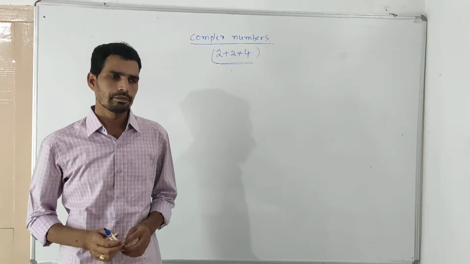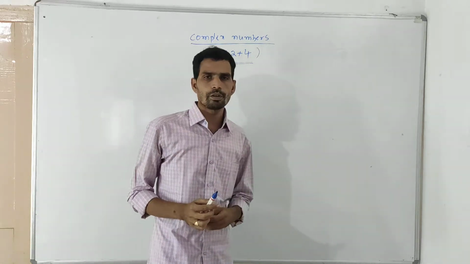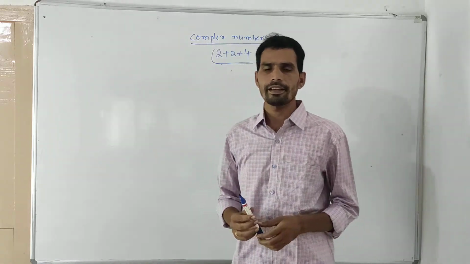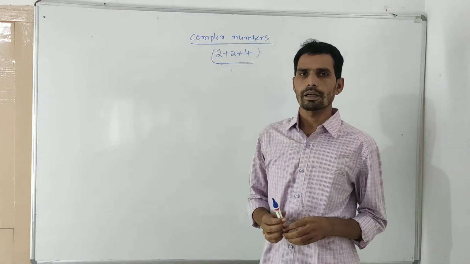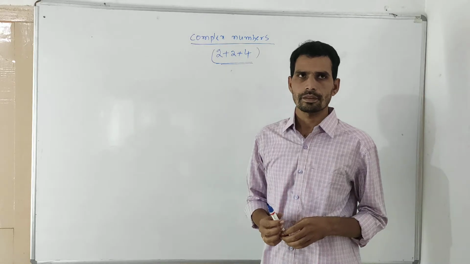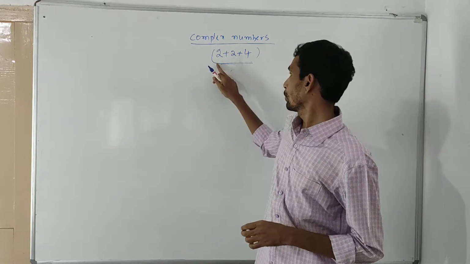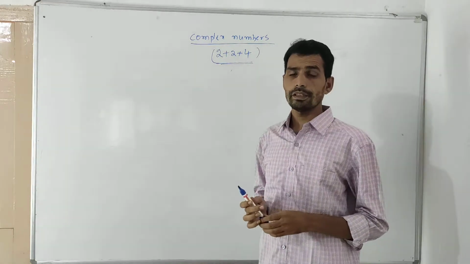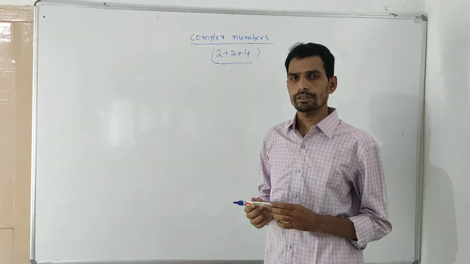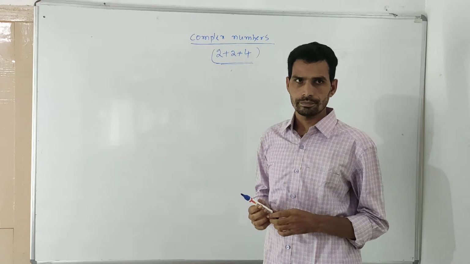Hi everyone. Yesterday we discussed the second year Mathematics A first chapter, complex numbers. In your IPE grading, it is 2 plus 2 plus 4, meaning two 2-mark questions and one 4-mark question.